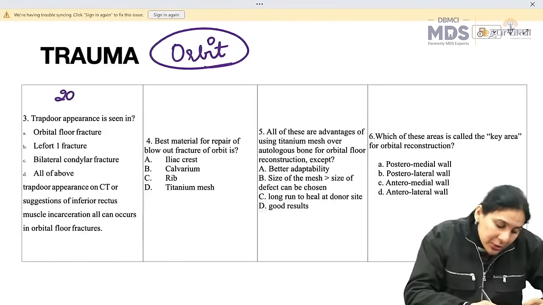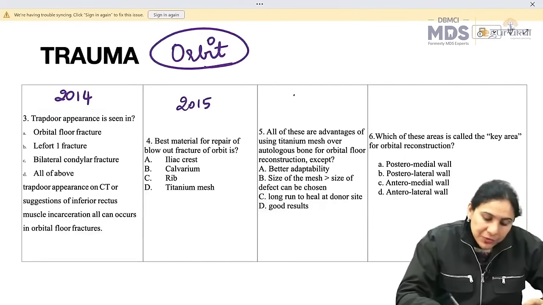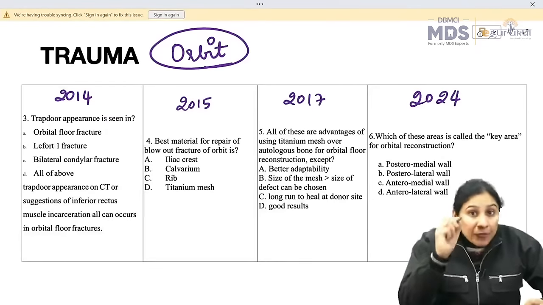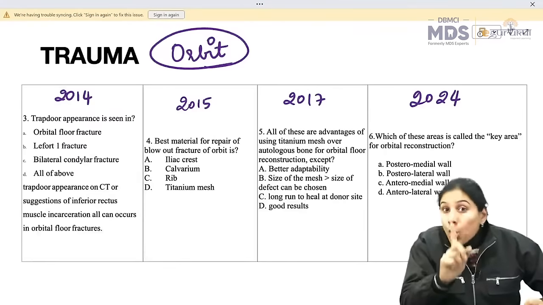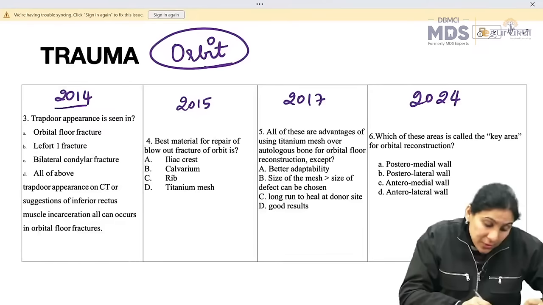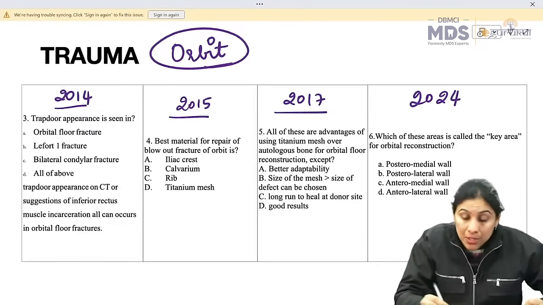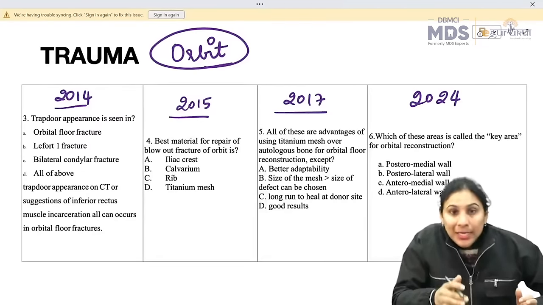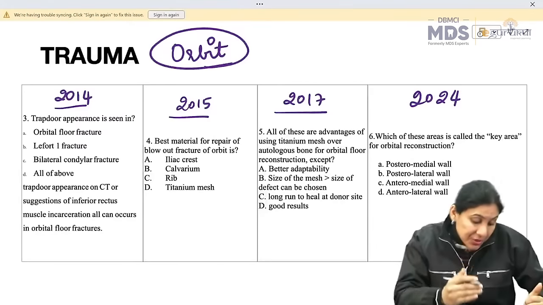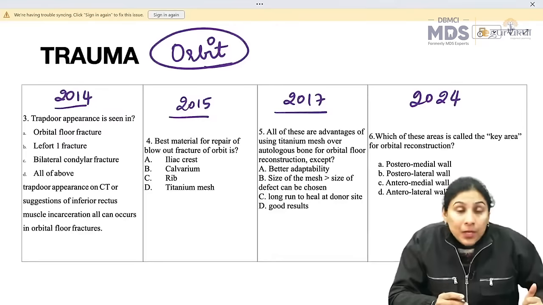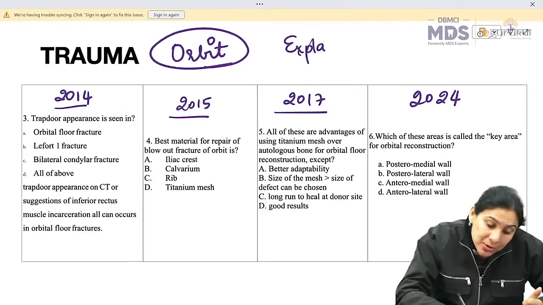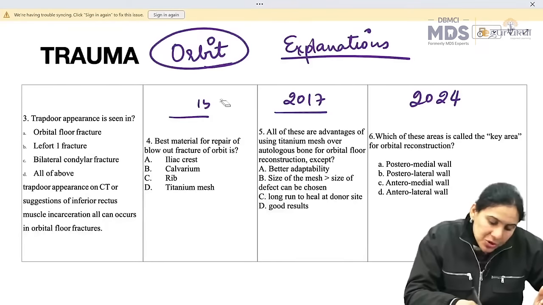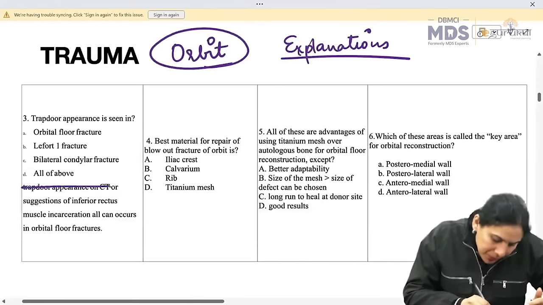So if this was a question asked in 2014, this was asked in 2015, this was asked in 2017, and this is asked in 2024. If you have read your PYQs properly, along with the explanation, you have revised that question three times before it appears in your exam. This is just an example that I'm giving you. All right. That is why just doing question and answer is not enough. You have to read the explanations properly. So this is just an example. Okay. I am just going to tell you each question one by one.